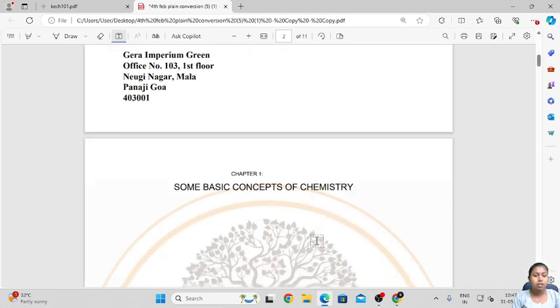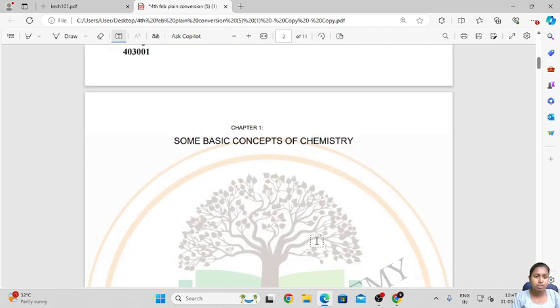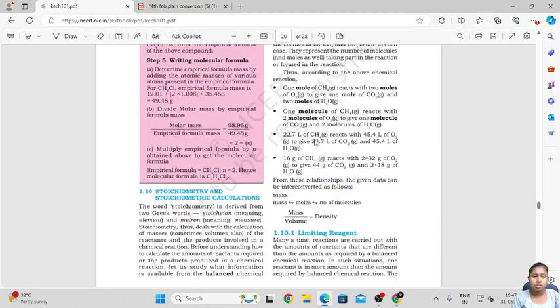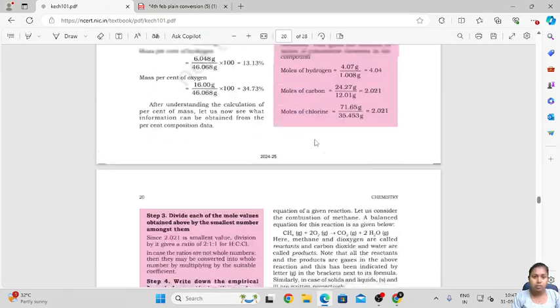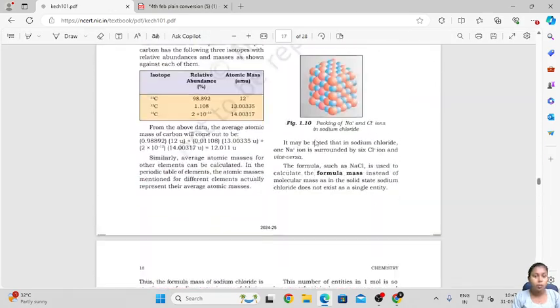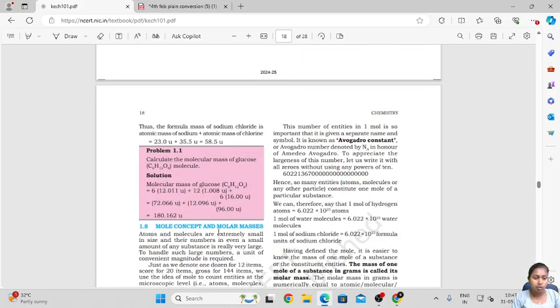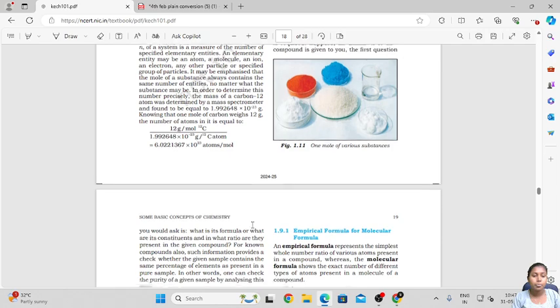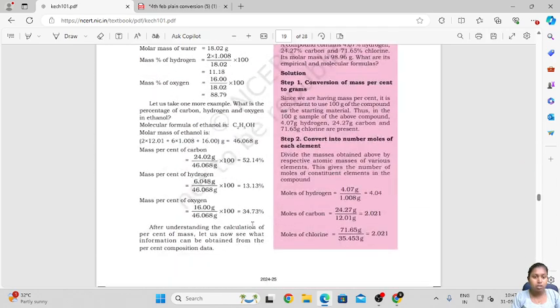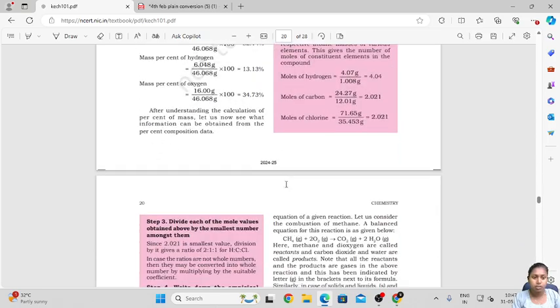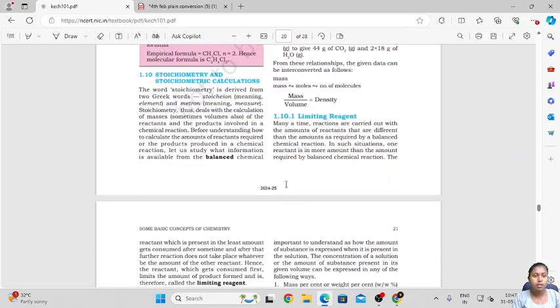So today we'll see the last part of the chapter, that is some basic concepts of chemistry. In our last video we have seen about the molar mass, atomic mass, formula mass, mole concept and molar masses of the atoms or molecules. We have also seen how to derive an empirical formula or molecular formula from the percent mass of a molecule. So today we'll see what is a limiting reagent.